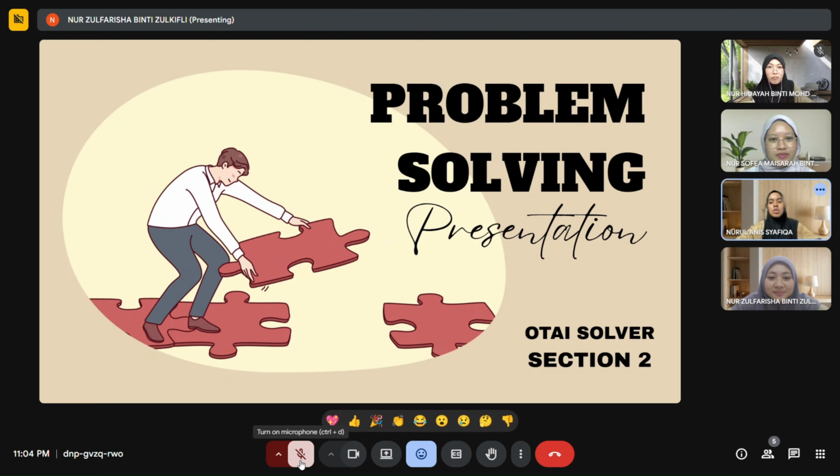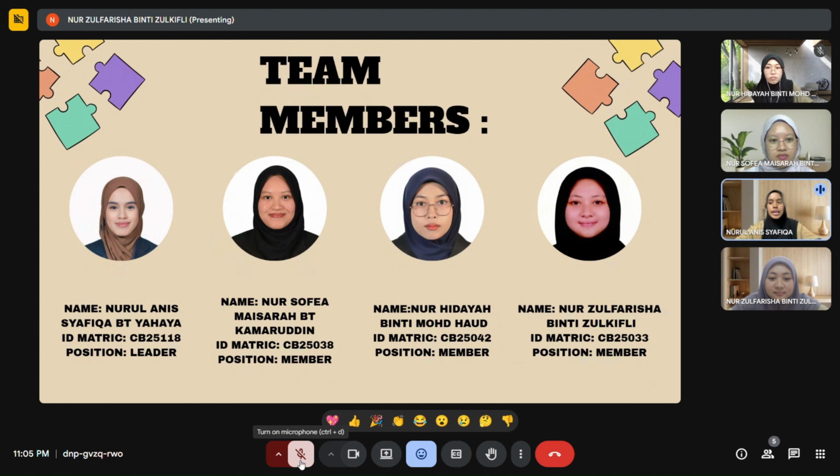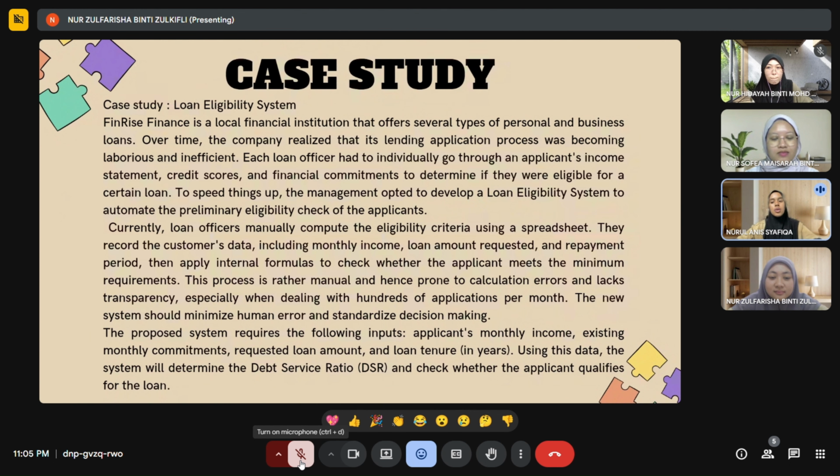We are group Otaisolver from section 2. I am Nurul Ani Syafiqah as a team leader. I am joined by my team members Nur Sofia Maisarah binti Kamarudin, Nur Hidayah binti Muhammad Haud, and Nur Zafarisha binti Zulkifli. Today, we will present our proposed system solution.